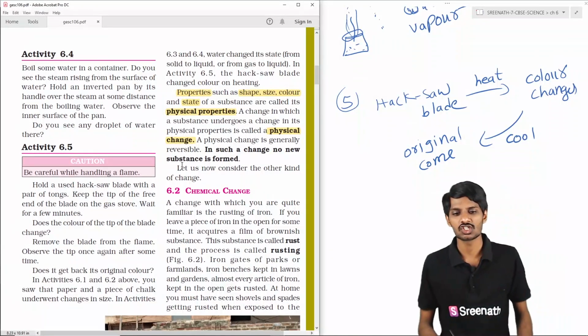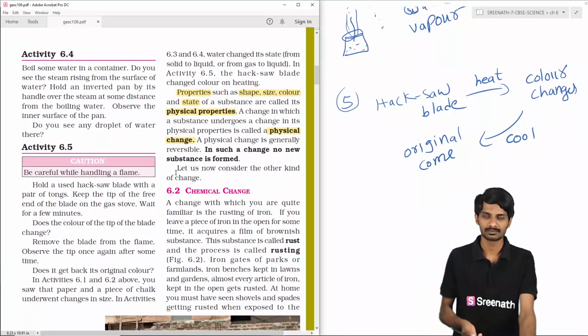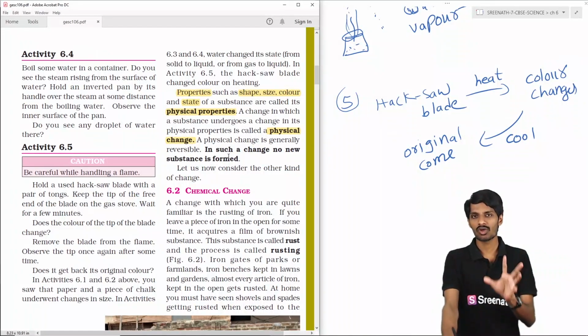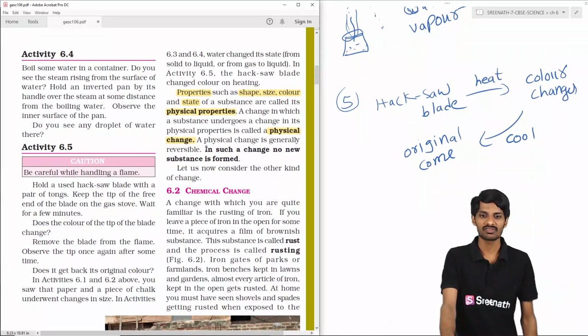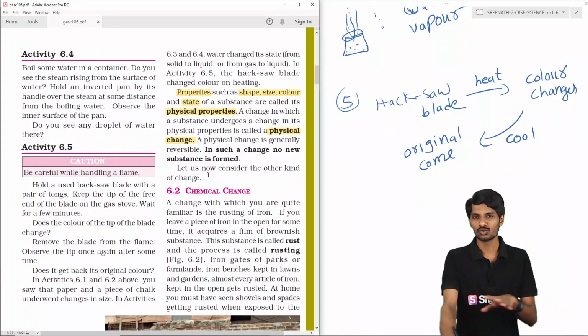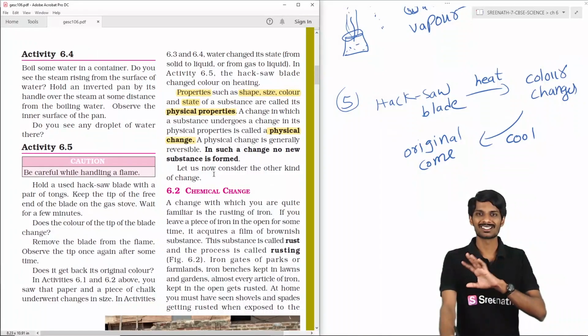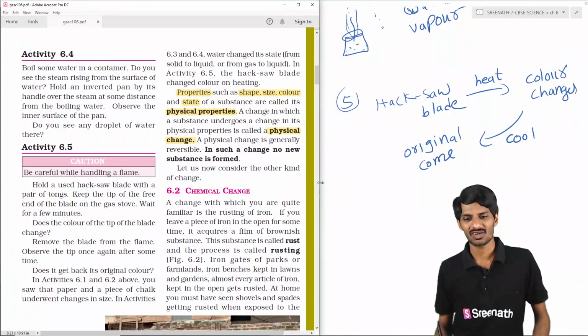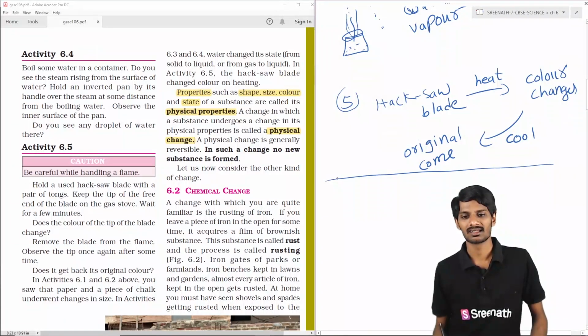A physical change is generally reversible. In such a change, no new substance is formed. So what you have to remember, students, is that in a physical change, it is reversible, physical properties will change, and no new substance will be formed. So this is all the information about physical change, students.